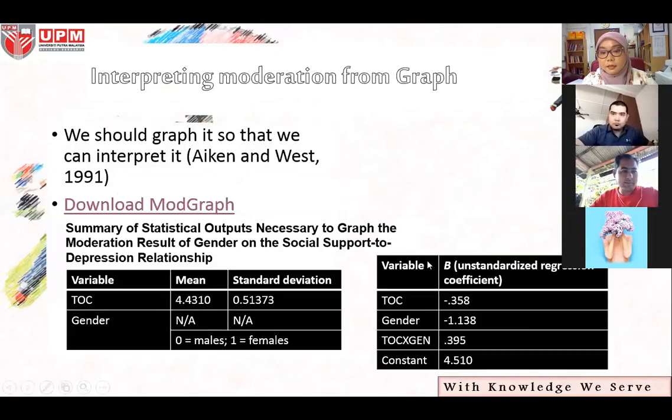So these are the values. Okay, the constant for the third model. The task-oriented copy unstandardized value is negative 0.358, gender negative 1.138, the interaction between task-oriented copying and gender is 0.395, and then the constant is 4.510. Okay, hopefully everybody got similar values.